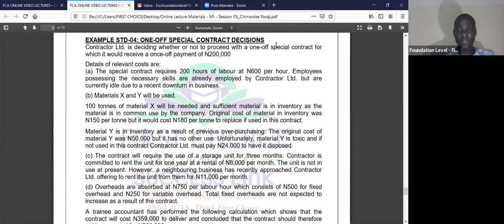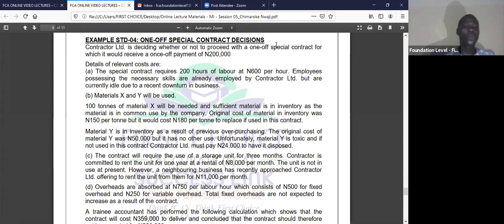We'll start asking the questions. You start asking yourself those questions about labor. Now, materials X and Y will be used. Now, look at the terms. 10 tons of material X will be needed, and sufficient material is in inventory as the material is in common use by the company. Original cost of material in inventory was 150 per ton and all that.